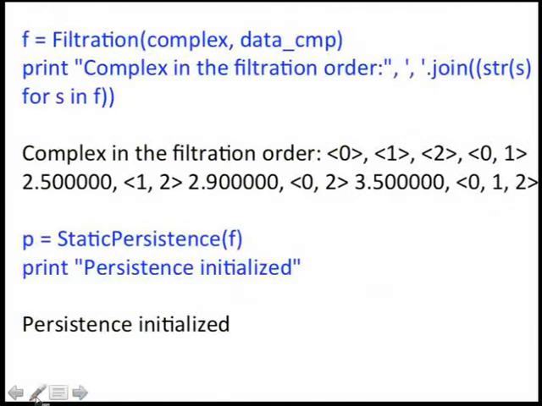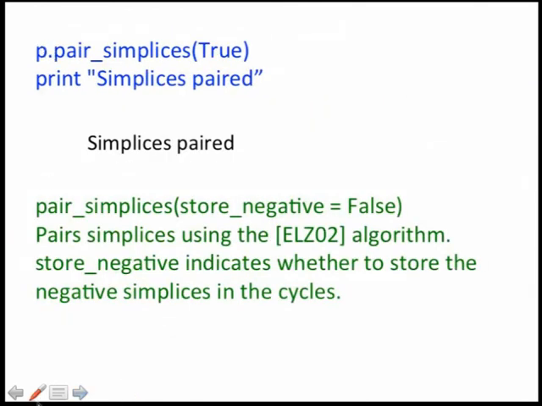Now we're ready to go ahead and get our filtration. We are choosing our real numbers as our order. And so we now have our complex in the actual filtration order, in our increasing real numbers. Then I can go ahead and calculate my persistence and decide to just print persistence initialize. So persistence initialize is printed. And now we can go ahead and do the pair simplices.